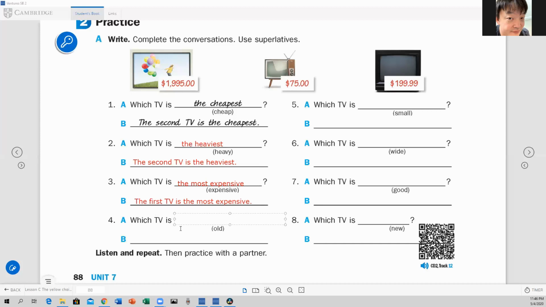Now you have another question here, number 4, conversation 4. Which TV is the, look, in this case, it's a short word, right? 3 letters. But look, it's not CVC. It's not consonant, vowel, consonant. So look what happens. There is no doubling of the last consonant. You just say oldest. Which TV is the oldest? And the answer is the second TV is the oldest. Okay.